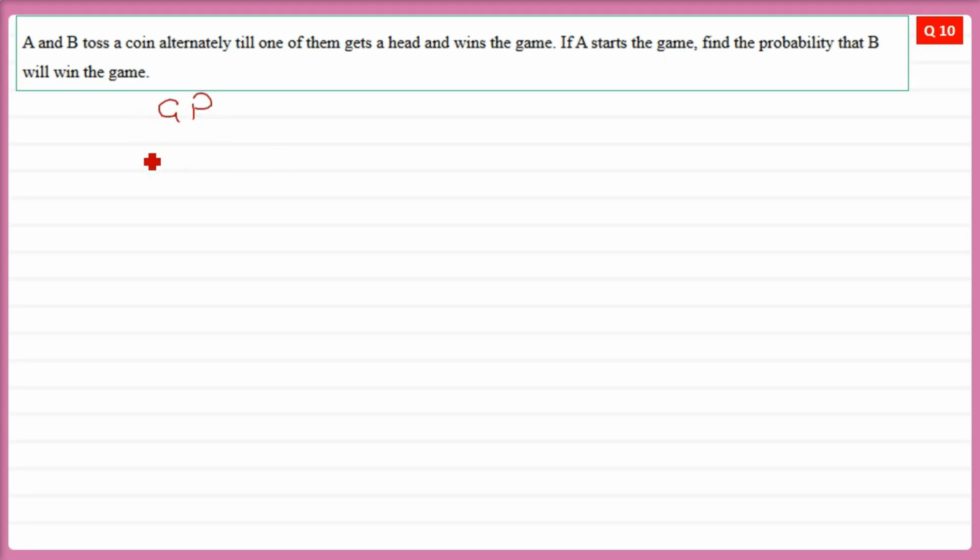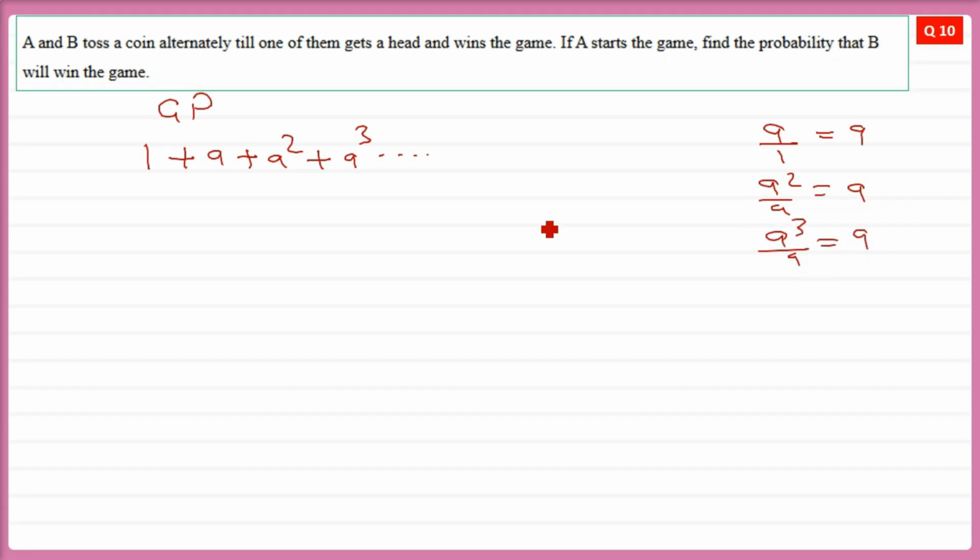First is what is geometric progression. The geometric progression is something like this, where we have a common ratio. Every consecutive element of a series will have the same ratio. That is, a square by a is a, a cube by a square is a. I have written a, but it is actually a cube by a square, so just correct it. Any 2 consecutive terms you take, the ratio will be common. So when you add these series till infinity, it will be 1/(1 minus a). A is the first element after 1, or you can call it the common ratio as well.